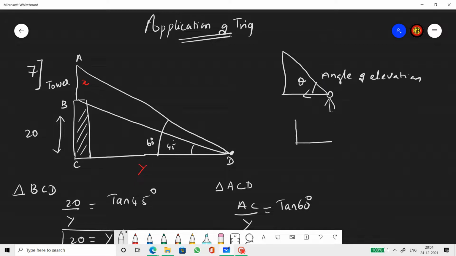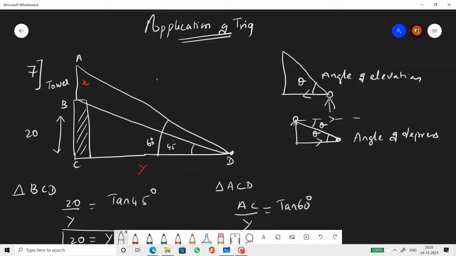Now imagine the person is over here and watching something on the ground. His line of sight will be like this, and an angle will be formed over here. Since this line is parallel to the ground level, the angle here will be equal to this angle because of the alternate angles property. This kind of angle is called the angle of depression. So bottom to top is angle of elevation, top to bottom is angle of depression.